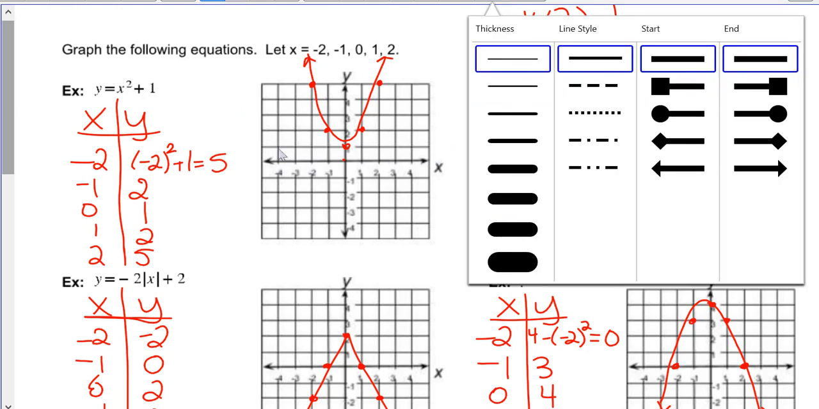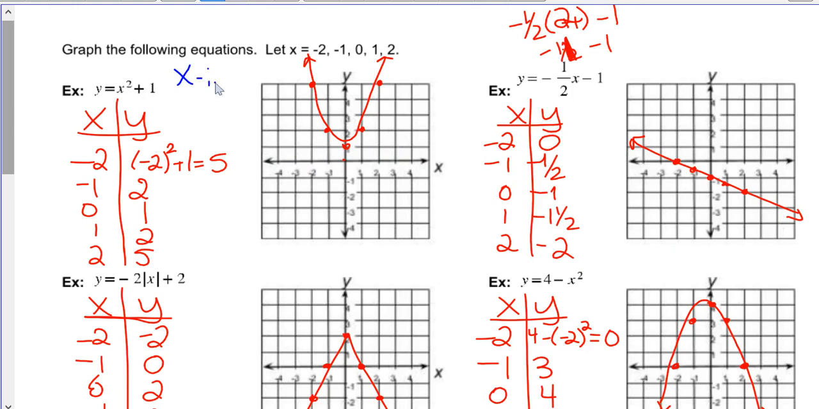Where do we cross the x-axis? Hopefully you're telling me there is none. So for an x-intercept, there aren't any. For a y-intercept, that guy right there crosses the y-axis, so that is equal to 1.